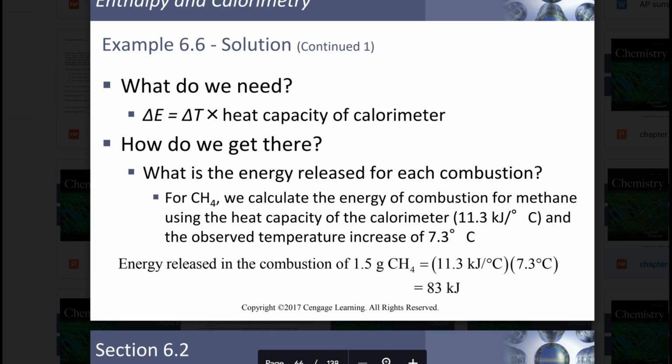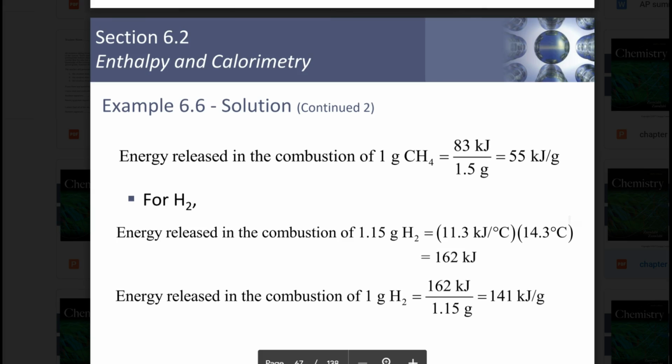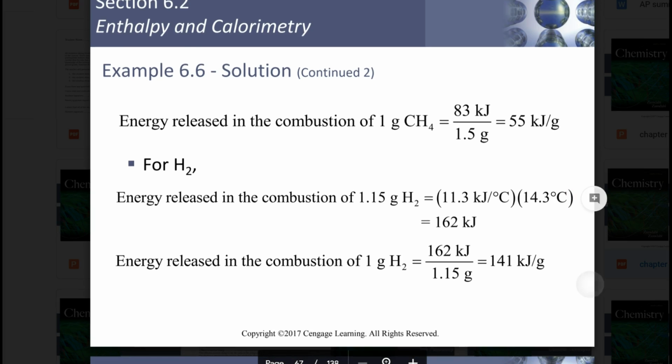So in the case of combustion of methane, you only have 83 kilojoules. But if I'm combusting hydrogen, I get 55 kilojoules, right? Wait, no, sorry, 140. 55 is per 1 gram. So then I get 162. So per gram, if I'm going to compare it per gram, then I know it's 55 versus 141. So hydrogen is obviously a lot more efficient in combustion, or a lot more exothermic, really.